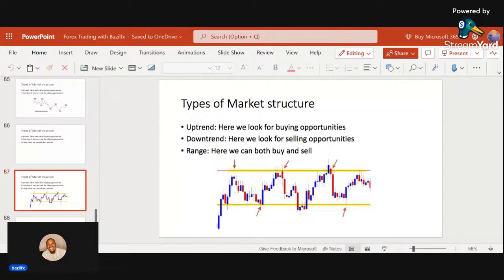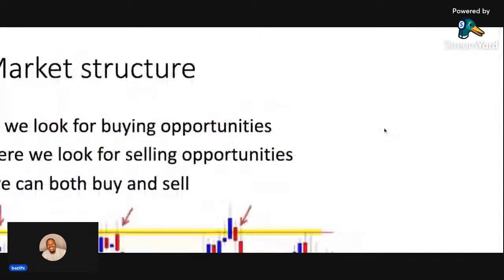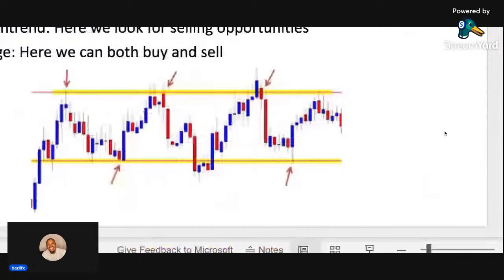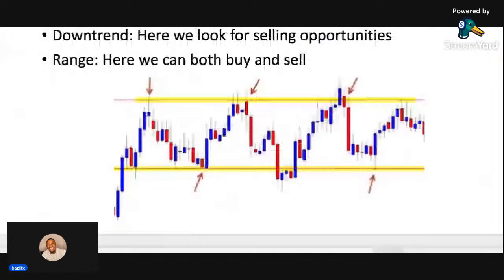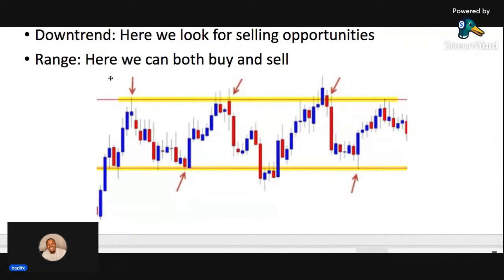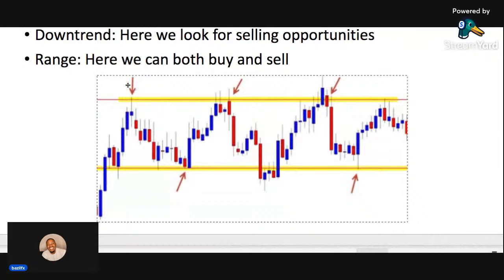A ranging market is a market that is ranging in a fixed zone. By the word fixed zone, what do I mean? This is what I mean by a fixed zone. You see, price is ranging in a fixed zone. Price reaches here, finds resistance, comes back here, fails to break, and finds support here. This is called a fixed zone.